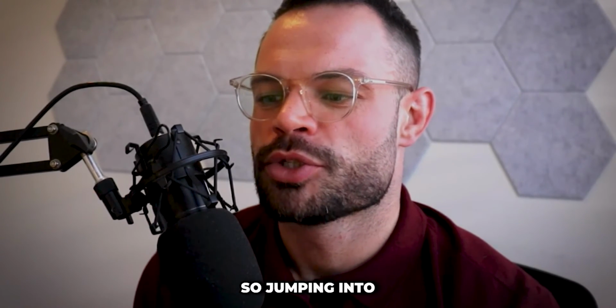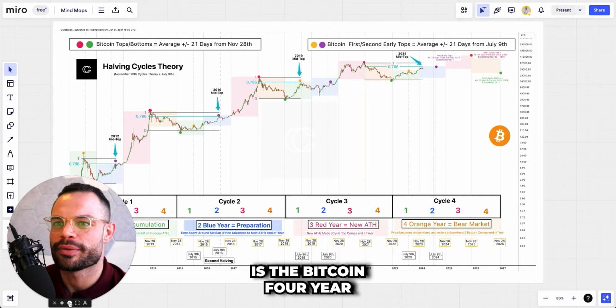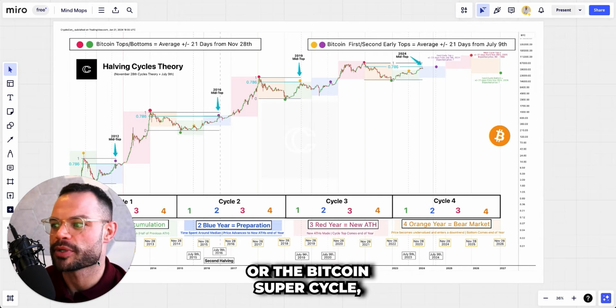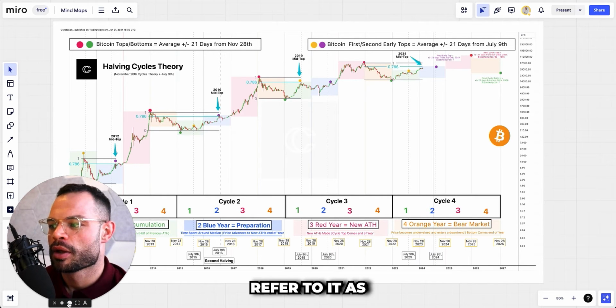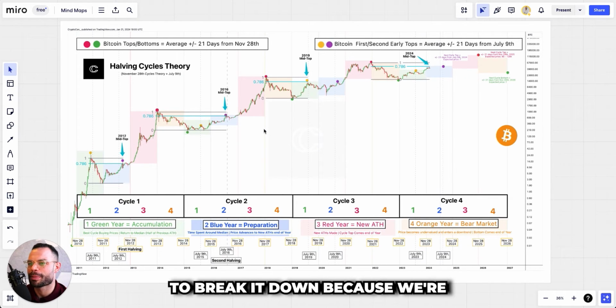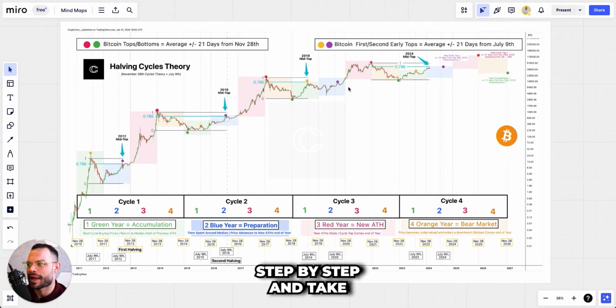So, jumping into today's topic, as mentioned, what we're taking a look at is the Bitcoin 4-year cycle, or the halvings cycle, or the Bitcoin super cycle, as a lot of people refer to it. And there's a lot of information in this chart, but we're going to break it down step by step and take a look at how Bitcoin exhibits certain behaviors in a somewhat predictable pattern over this 4-year super cycle.